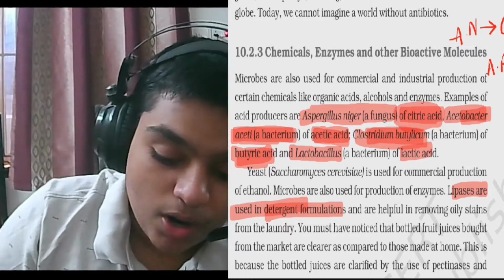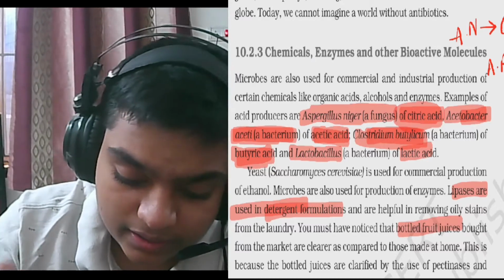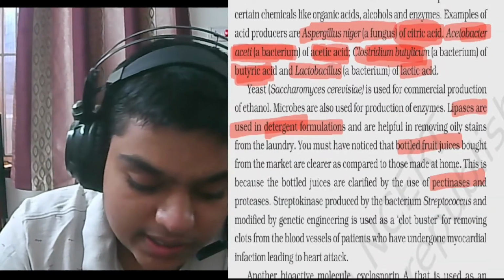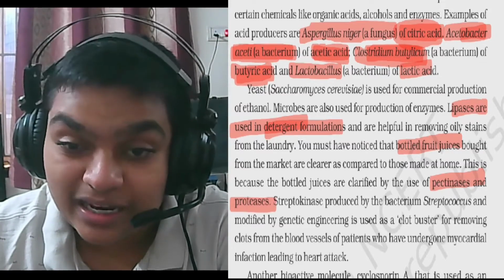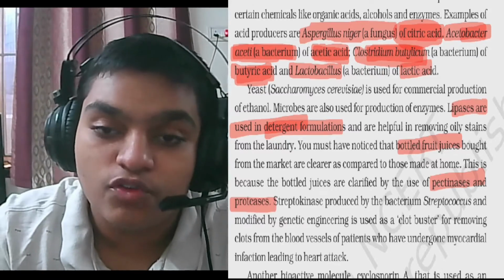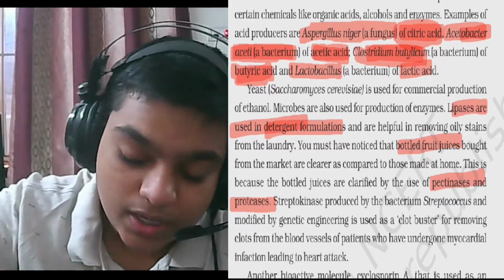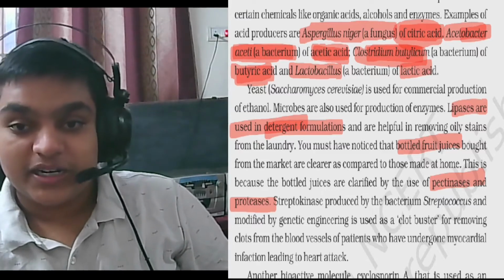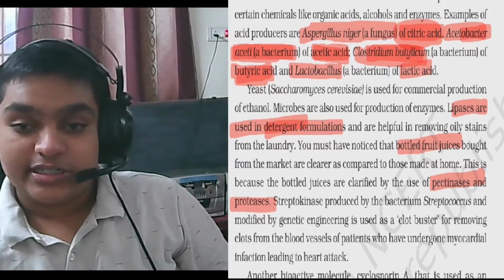Now, bottled juices are also very clear. They are cleared with the help of pectinases and proteases. Bacterial pectinases and bacterial proteases are enzymes which help in the clearing or filtering of those suspended particles in the bottled juices. Streptokinase.